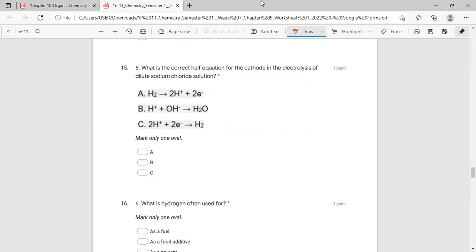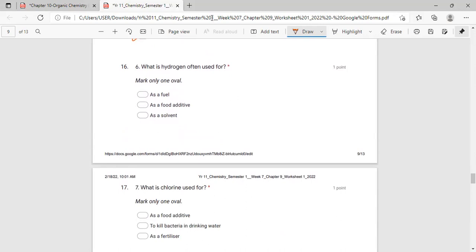What is the correct half equation for the cathode in the electrolysis of dilute sodium chloride solution? So earlier we saw the product that is formed at the cathode is hydrogen gas. So here none of this has hydrogen gas, only this has the hydrogen gas as the product. And also the half equation, the reactant part over here, the symbols are also correct. Okay, so answer is C. The next one, what is hydrogen often used for? Hydrogen is used as a fuel. Okay, so as you can see, these questions are from what you learned in the previous lessons. Okay, all the questions are from chapter 9. So next lesson, I will give you questions on organic chemistry.